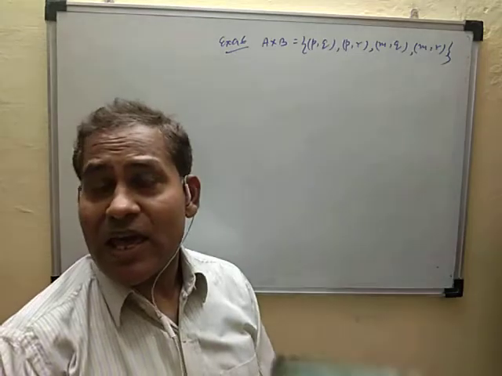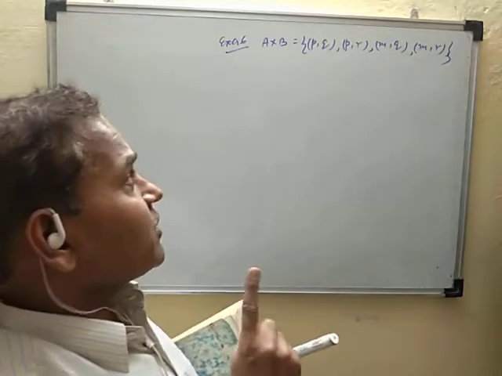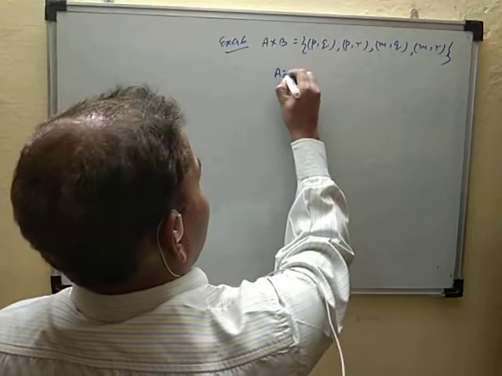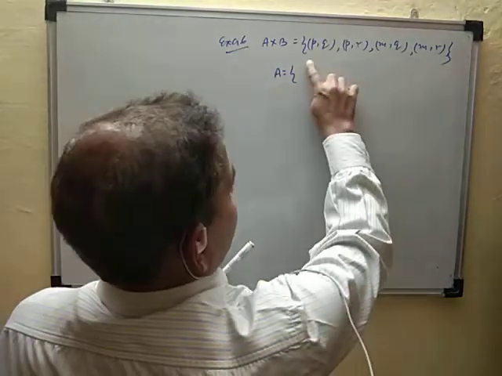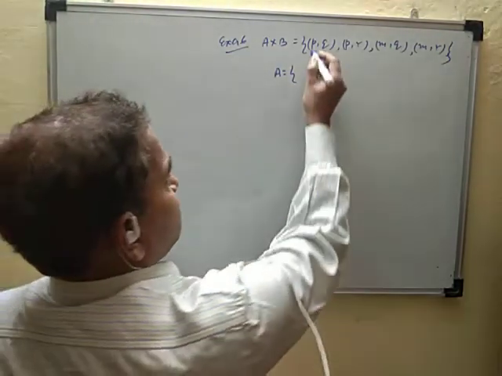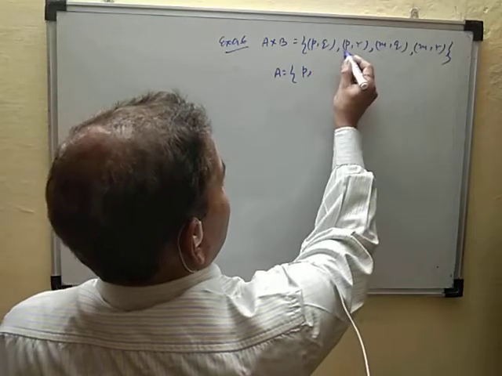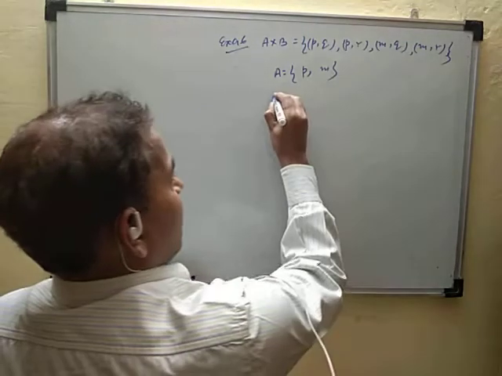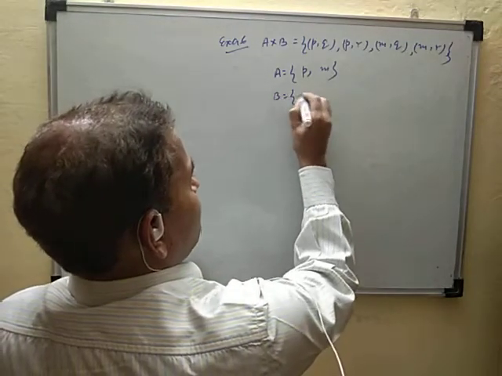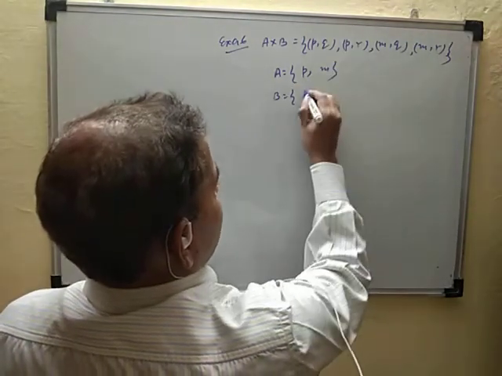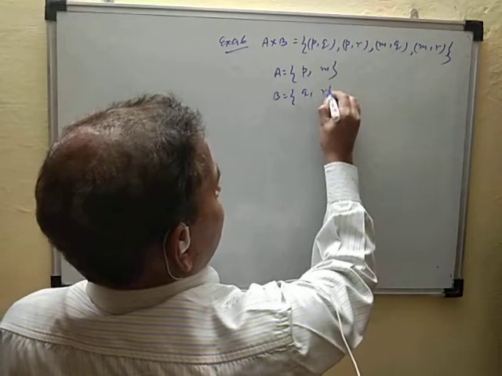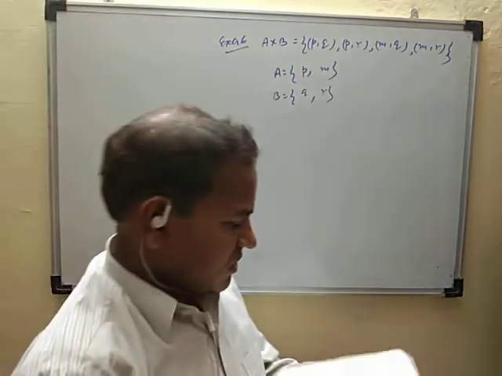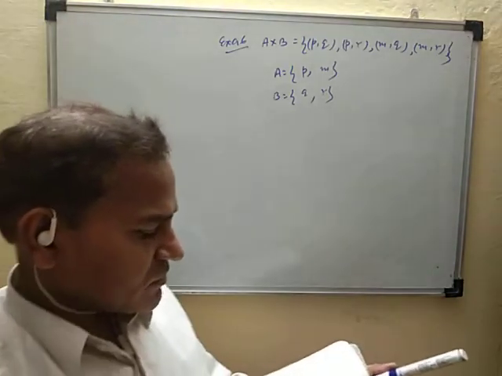So since A is the first entry, set A has all the elements of the first entry. So what is the first entry? P, next M, 2 elements. And set B has the elements of the second entry. What are the second entries? Q and R, 2 elements. So this is A and B.